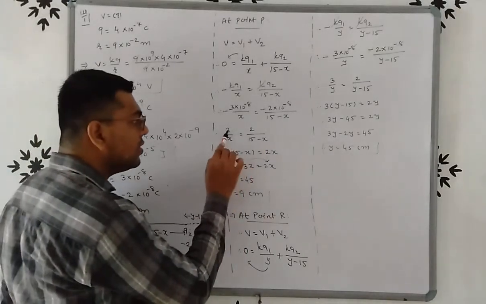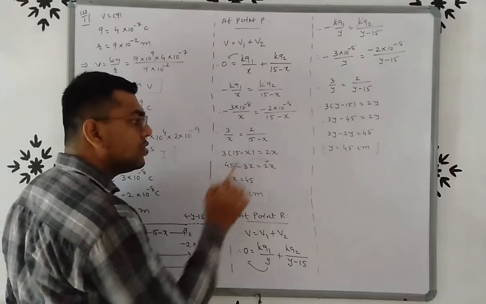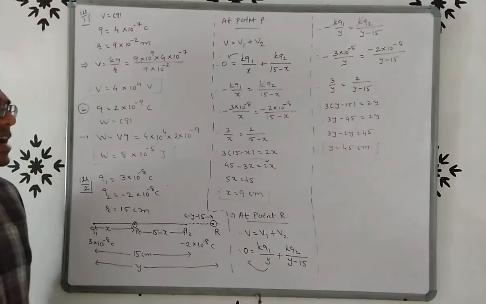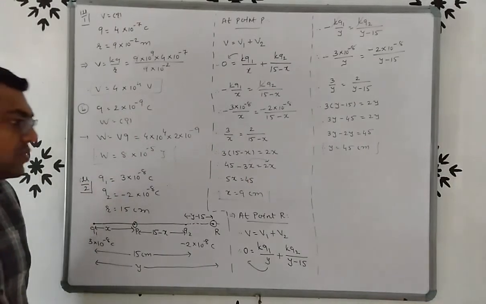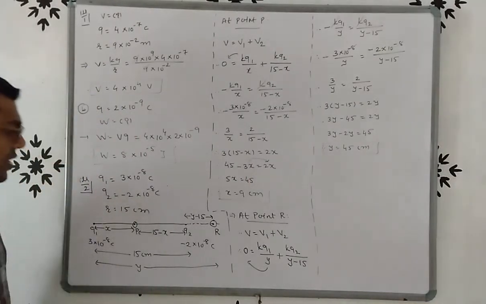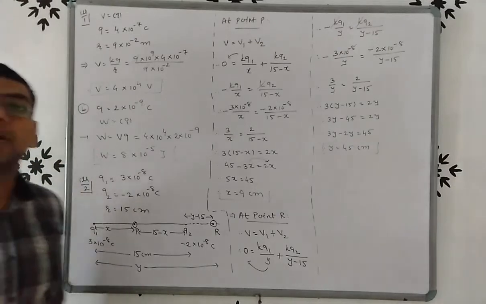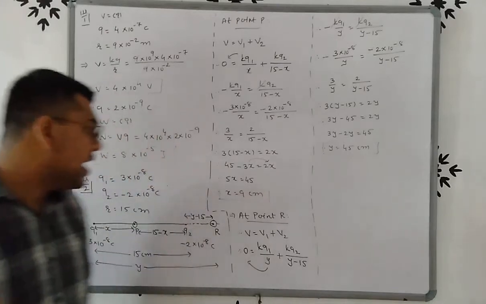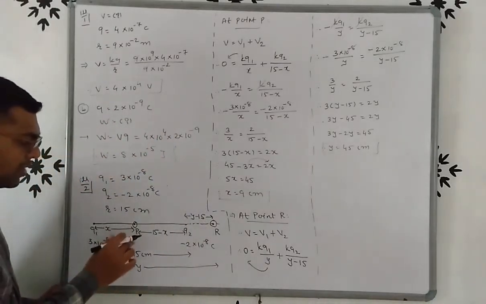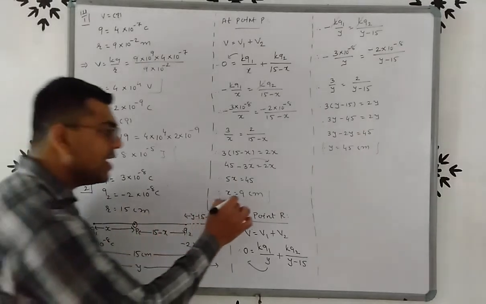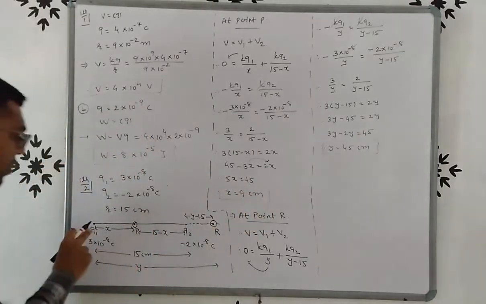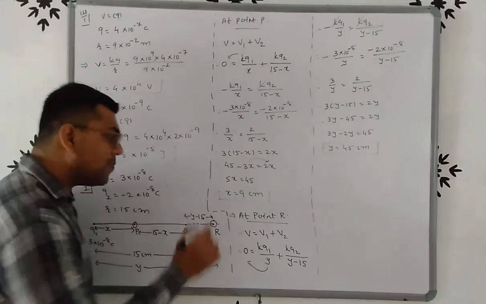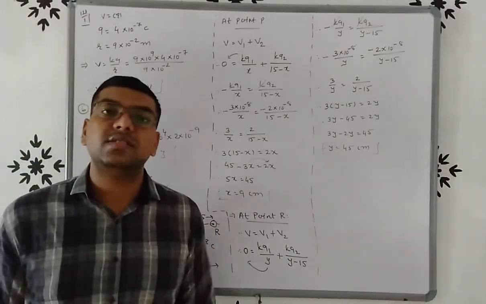So 3 into (15 minus X) is equal to 2X. So 45 minus 3X is equal to 2X. So we get 5X is equal to 45. So X is 9 centimeter. So at point P, the potential is 0. And we can say that the potential should be 0 at a distance of 9 centimeter from charge Q1. Right? Now suppose at point R, the potential should be 0.